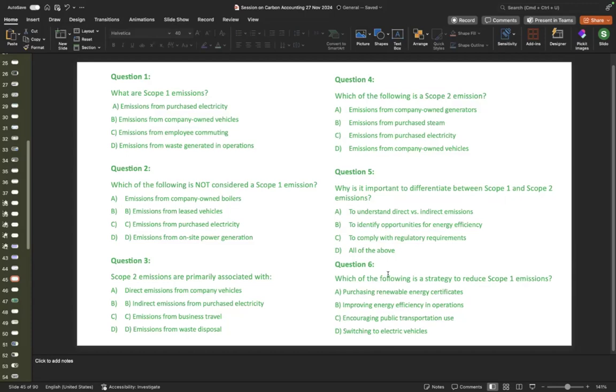Which of the following is a strategy? Yesterday, when we solved case number 1, we talked a little bit about strategy. Strategy to reduce a scope 1 emission. So A is a good strategy. That you are purchasing a renewable energy certificate, right? That is one of the strategies. But is it a very good strategy compared to improving energy efficiency in operation? No, it's already reducing it. That's better. No. Why not? Let me ask you why not?